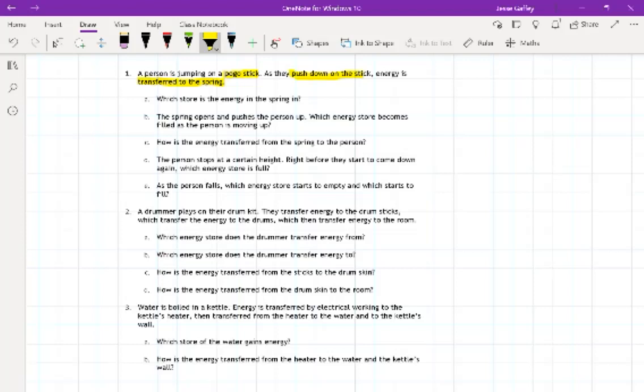As the person falls, which energy store starts to empty and which energy store starts to fill? When they're coming down, they're not as high anymore, not lifted up as much. So the gravitational store will be emptying. And as they are falling, they will be moving faster and faster. So the kinetic store will be filling. All right, that one was quite hard. That one is a little bit tricky.